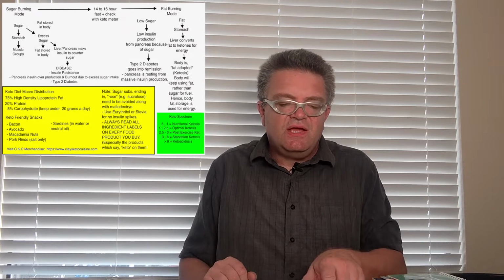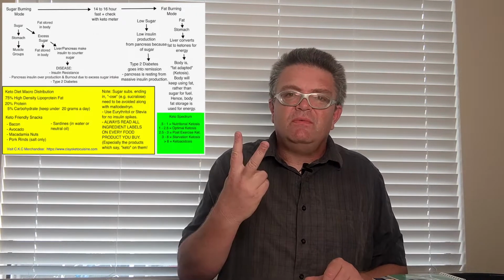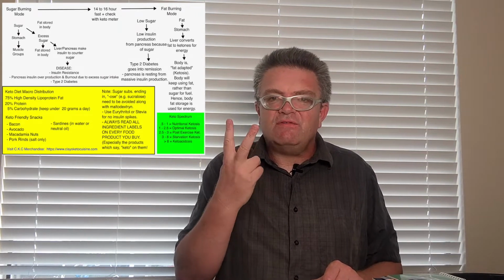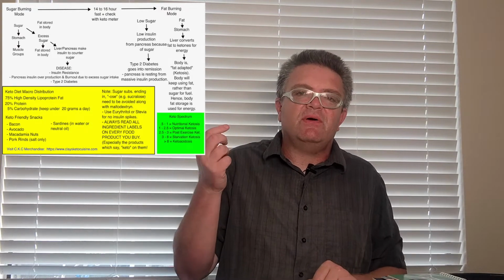I want to go through really quickly here and talk about this infographic that I have, and I'm going to put this up here for you all to see. If you look in the upper left corner there, you're going to see it says sugar burning mode, and then in the upper right hand corner you see there's fat burning mode. You and I and all of humanity have two modes for creating energy. We have sugar burning mode and we have fat burning mode. We call sugar burning mode glucosis, we call fat burning mode ketosis.